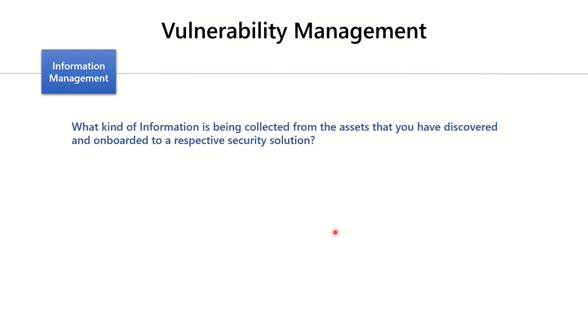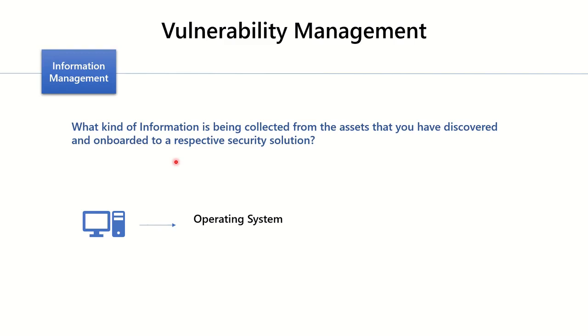Okay, now let me just read out this statement and then things will make a lot more sense. When we talk about information management, it typically means what kind of information is being collected from the assets that you have discovered and onboarded to the respective security solution. Let me give you an example and then things will be more relatable. Think about a scenario wherein you have a vulnerability management solution for your endpoints, which can let you know about the vulnerabilities that exist at the OS layer. Okay, but is it enough? The answer to that is absolutely no. Because when we talk about endpoints, think about the complications which an endpoint has. It typically starts from the firmware layer itself. Then you have the OS, then you have applications, and then there are multiple other services wherein vulnerabilities can exist.